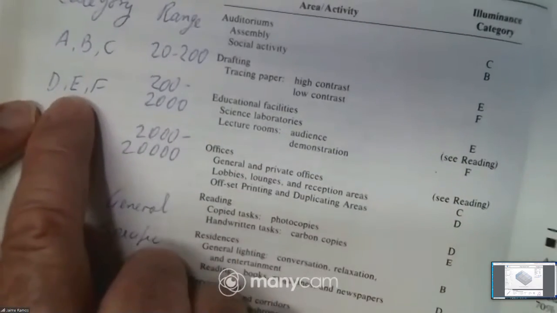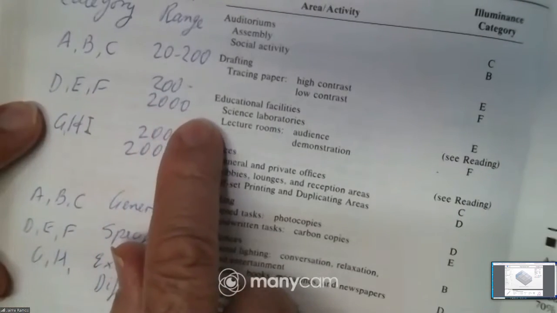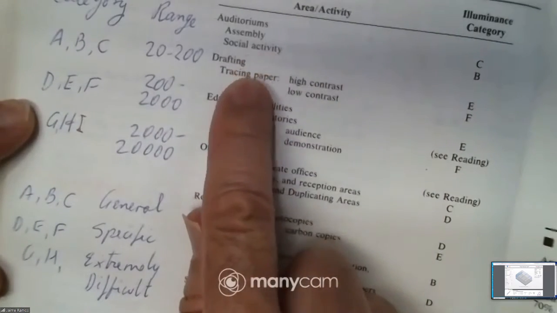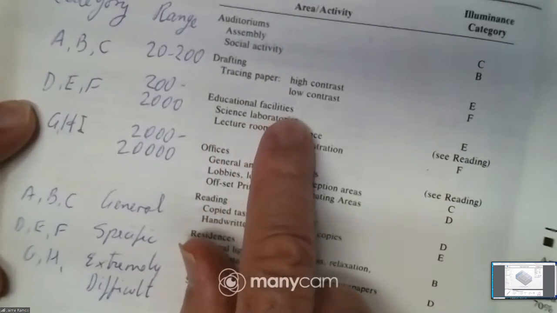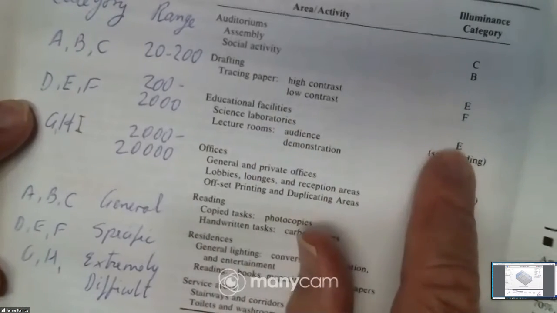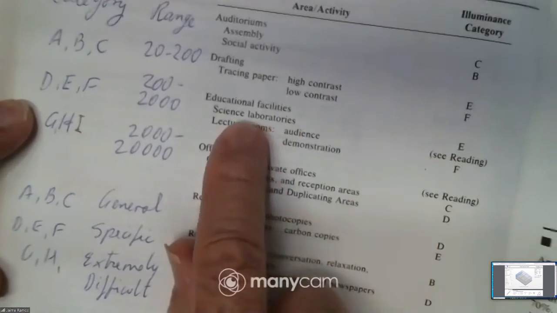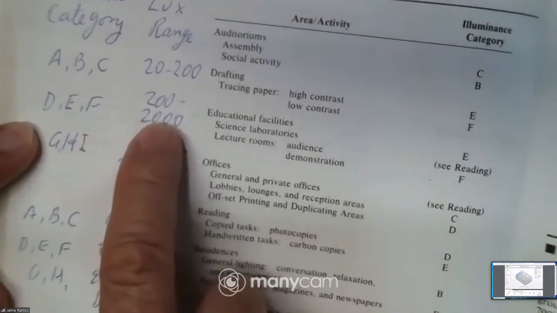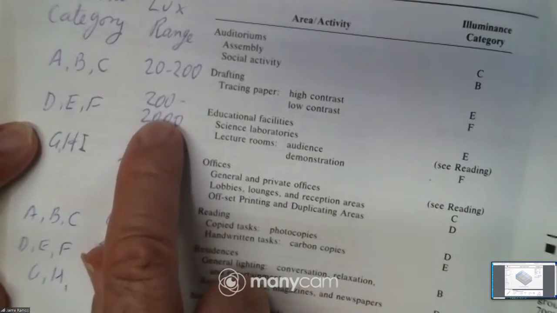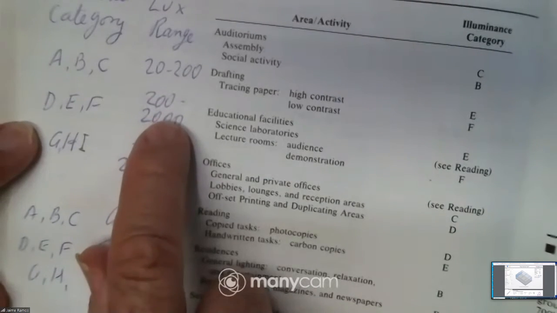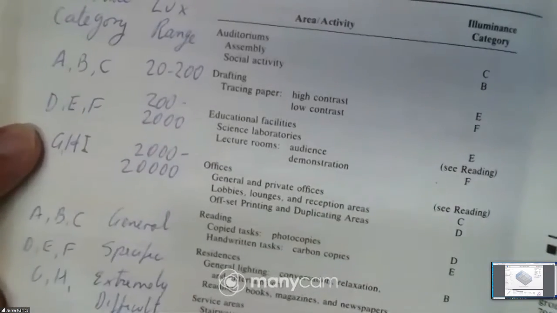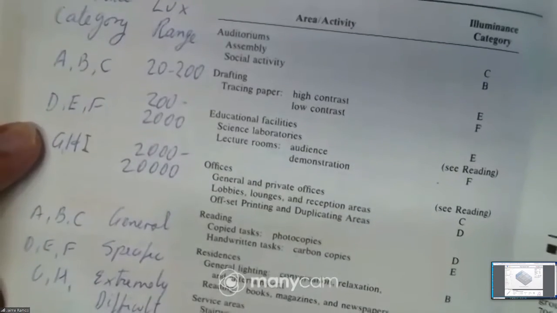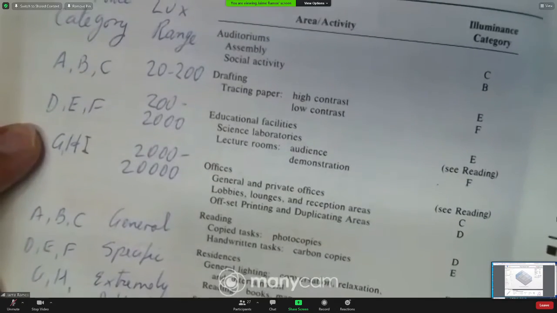So then that would be DEF. And DEF is auditoriums, drafting, educational facilities. Look, that's E. Science laboratory, lecture rooms. Okay, so we said 400 luxes in this calculation. So it looks like it could be in the range for an educational facility.